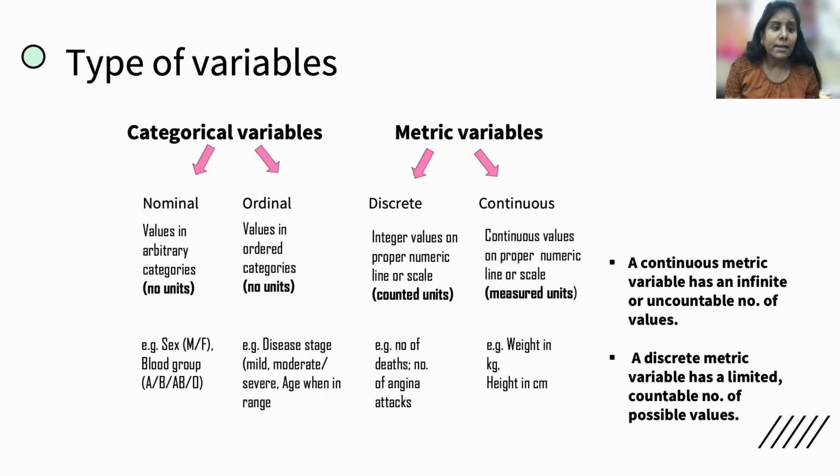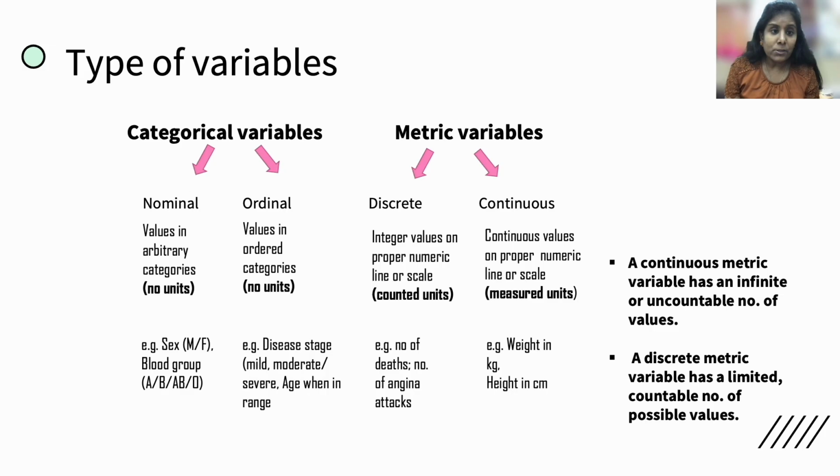Under categorical, which has no units, it could be nominal, where it is basically male or female, or a group where you don't have a hierarchy, where it doesn't go up, while ordinal has levels. So it goes from mild to moderate to severe. And if it's age, even though it's measured, if you put it into groups such as 20 to 29, 30 to 39, it ends up being an ordinal categorical variable.